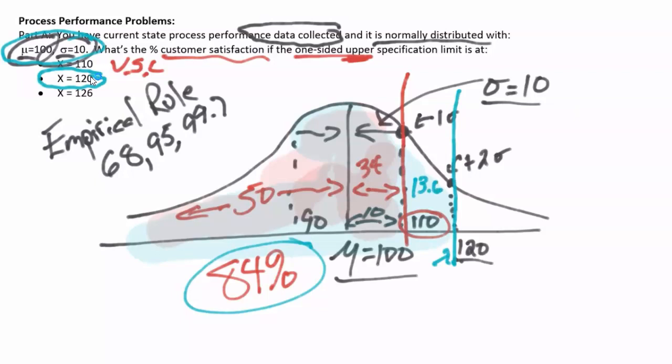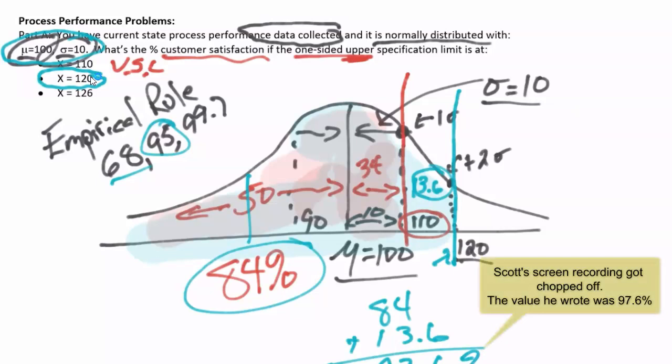You can figure it out by watching the empirical rule video, or some simple arithmetic shows if you take 95 minus the 68, divide by 2, you'll end up with this 13.6% after rounding issues. So the solution is 84 plus 13.6, or 97.6% of the time, we're meeting customer needs.